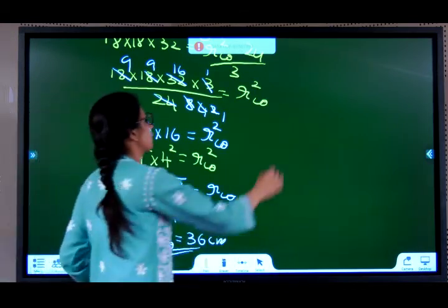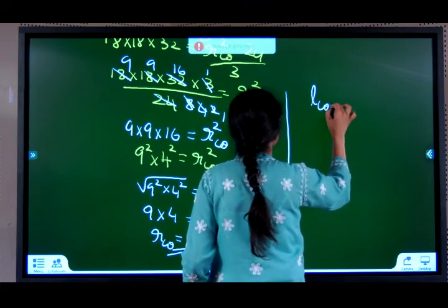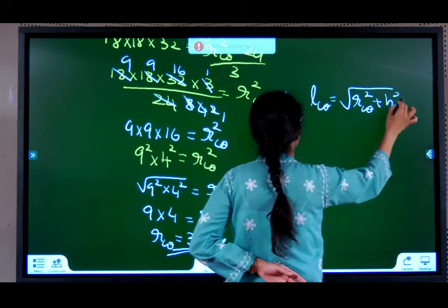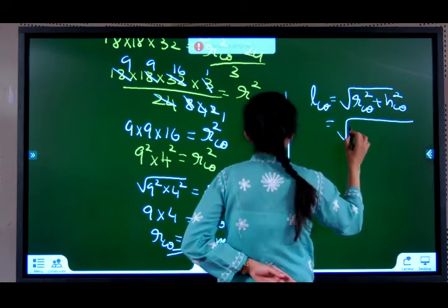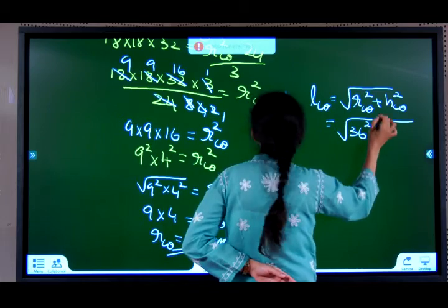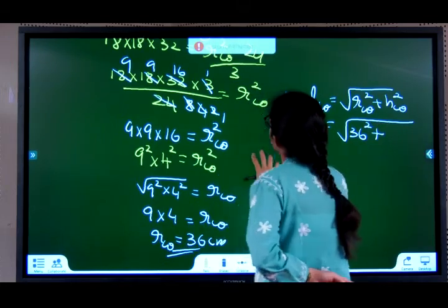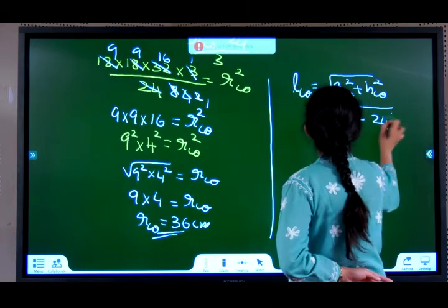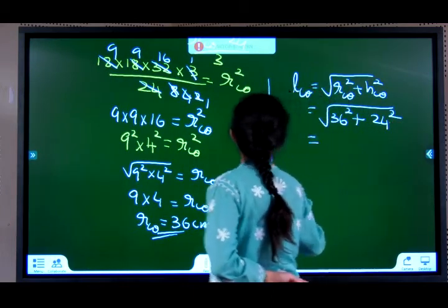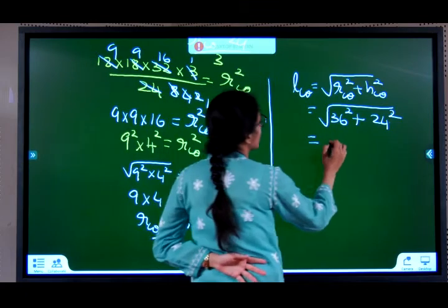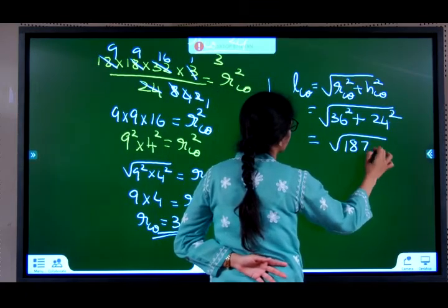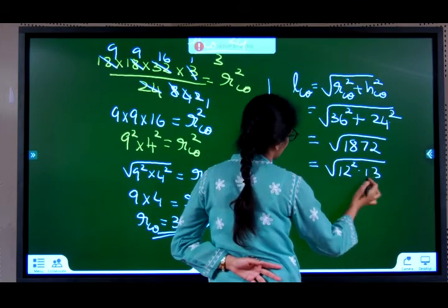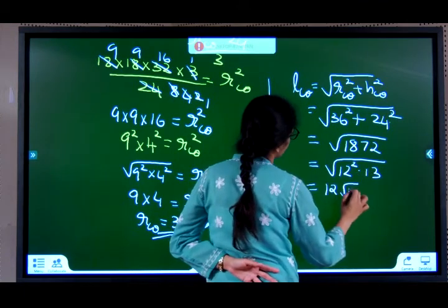Now, they have also asked us to find the L. So, L of the cone is equal to root of r cone square plus h cone square. Root of r cone is 36 square, h cone, what was the h cone? 24, plus 24 square. You will get this as root of 1872. Do the prime factorization of this, you will find it as 12 square into 13, 12 comes out, 12 root 13 centimeters.